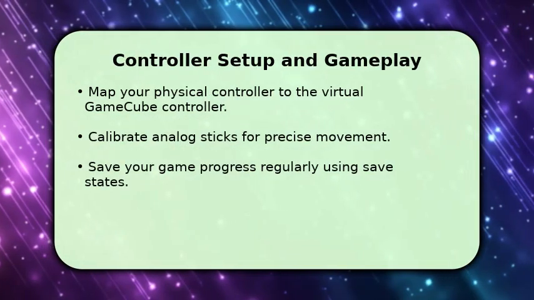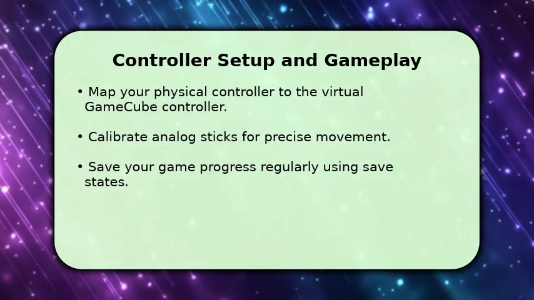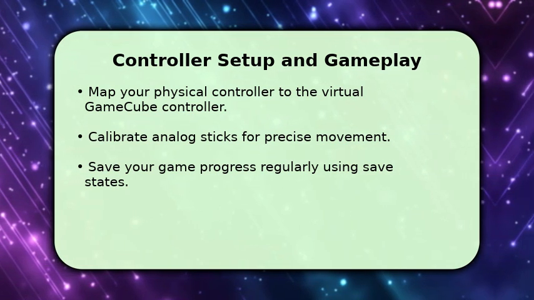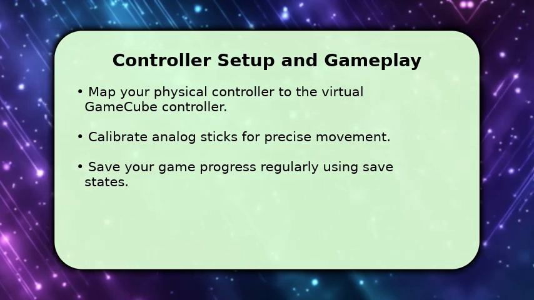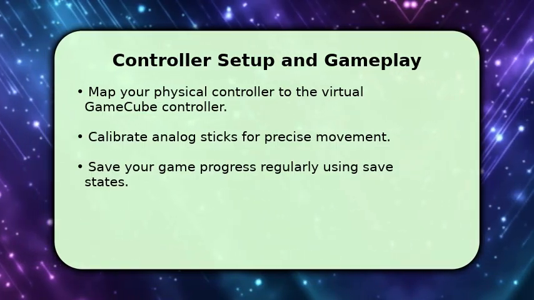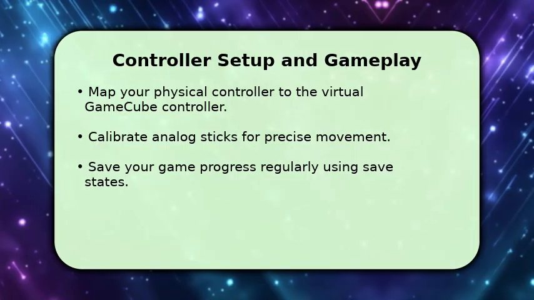Now, let's set up your controller. Go to the Controllers tab and configure your physical gamepad to mimic a GameCube controller. Pay close attention to calibrating the analog sticks for precise movement, which is vital for Super Mario 64's platforming.